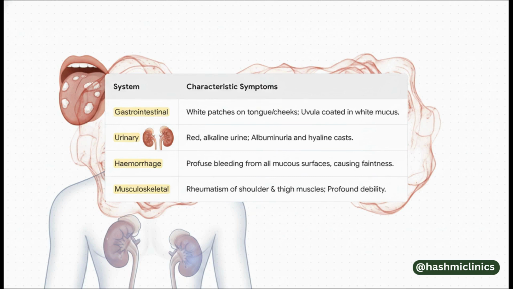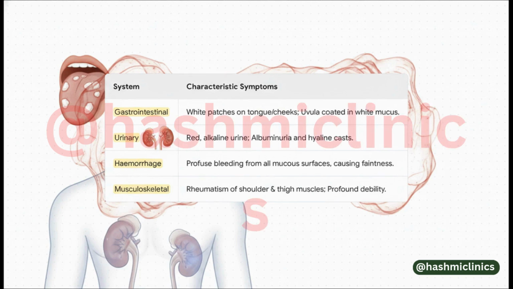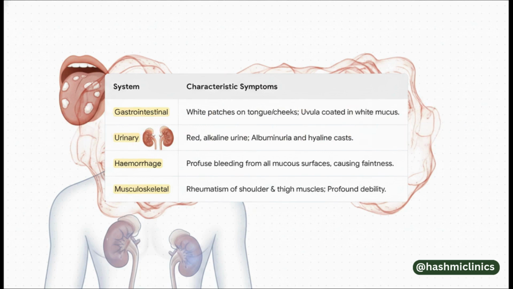In the gut, you might see white patches on the tongue or cheeks. In the urinary system, it can get serious. Acute kidney inflammation with protein and casts in the urine, a sign of real kidney stress. That tendency to bleed, it's systemic. They can bleed from anywhere, and it makes them feel faint fast. And that overwhelming weakness we keep mentioning shows up in the muscles and joints as a kind of rheumatism, especially hitting the big muscles in the shoulders and thighs.